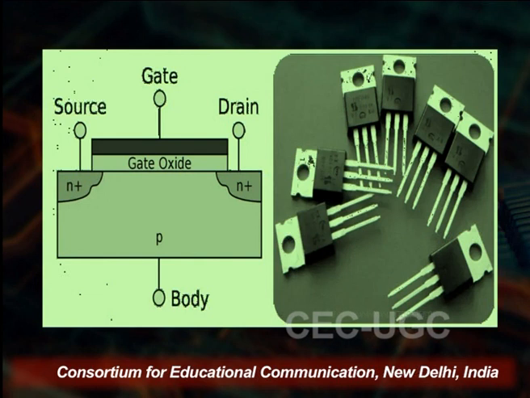Now, you see on the screen that this is one type of transistor, that is FET, field effect transistor. You see on the left hand side we have a source, on the right hand side we have a drain, in between we have a gate, and the body that is made of the semiconductor. On the right hand side, these are the FET devices we use in laboratories and in electronic circuits.